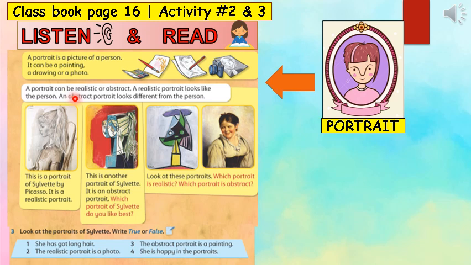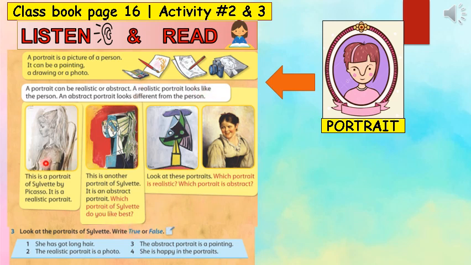Okay, let's listen and read together. Listening 1.26. Listen, read, and answer. A portrait is a picture of a person. It can be a painting, a drawing, or a photo. A portrait can be realistic or abstract. A realistic portrait looks like the person. An abstract portrait looks different from the person.